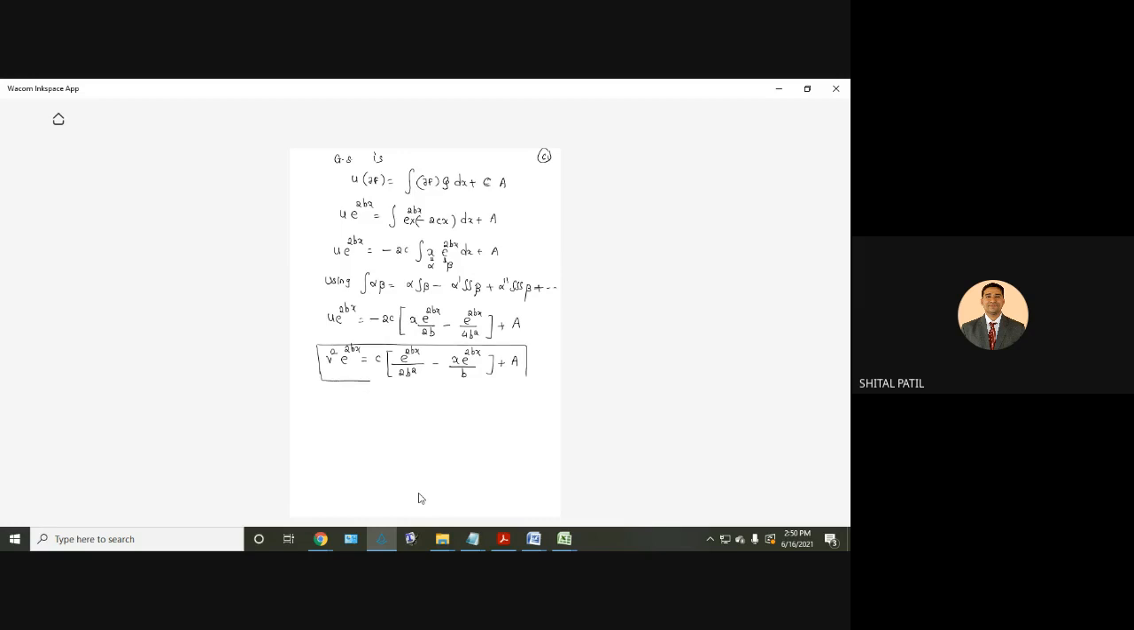Now we want to consider the initial condition. At time t equal to 0, x equal to 0, v equal to 0. Starts from rest, na? So 0 equal to c by 2b square minus 0 plus a.